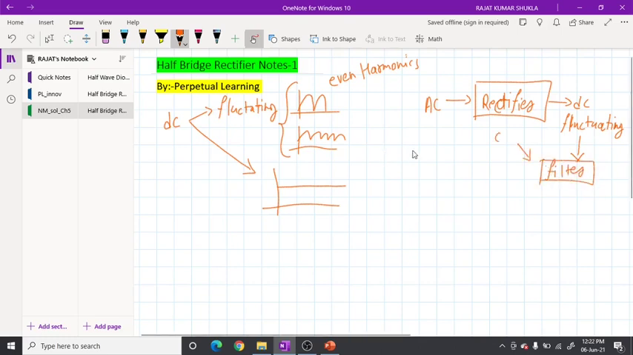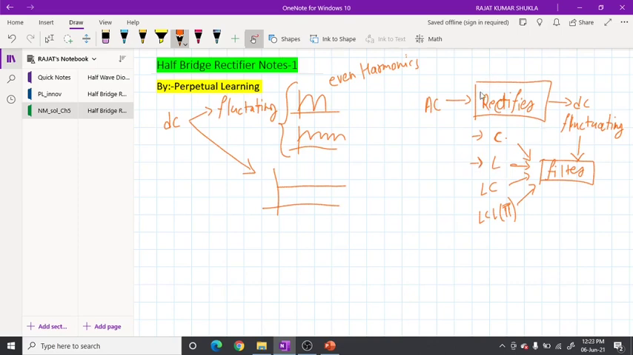This filter may be a capacitive filter, or I can say a C filter. It may be an L filter, an LC filter, or an LCL filter, whose famous name is the pi filter. Multiple kinds of filters are available, and active filters are also available. But in the power electronics syllabus we will discuss only the C filter and L filter. Only the C filter is enough to be discussed, and L will come in the form of L load. We will discuss that later.